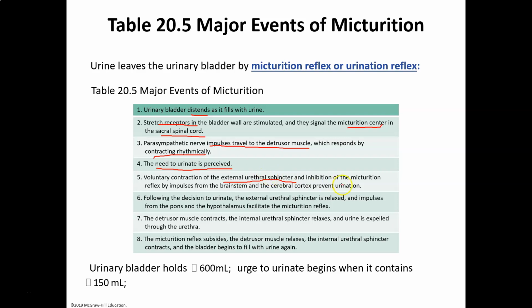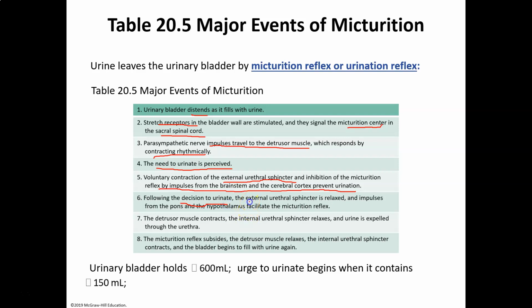You inhibit the micturition reflex by impulses from the brainstem and the cerebral cortex to prevent urination. That means you are voluntarily saying, oh yeah, I gotta pee, but I'm not going to. Then, at some point, you decide to urinate. You say, okay, I'm at a toilet now.